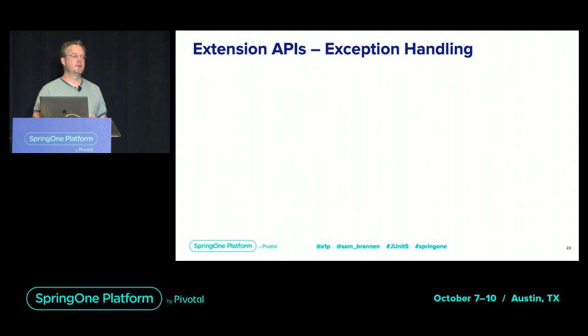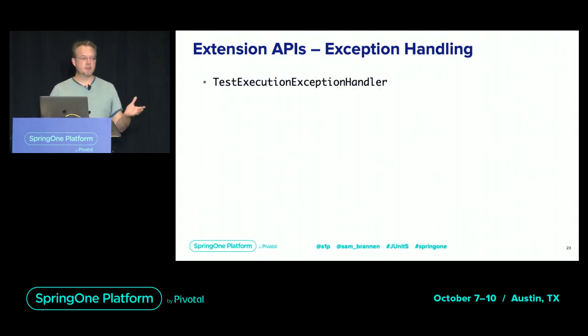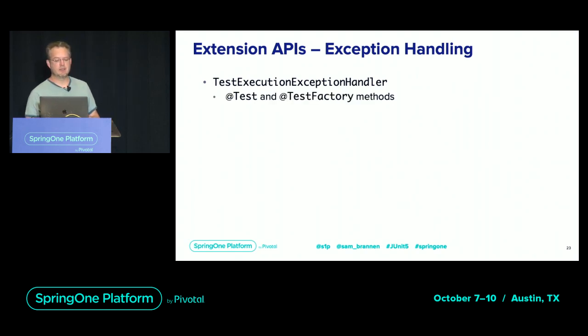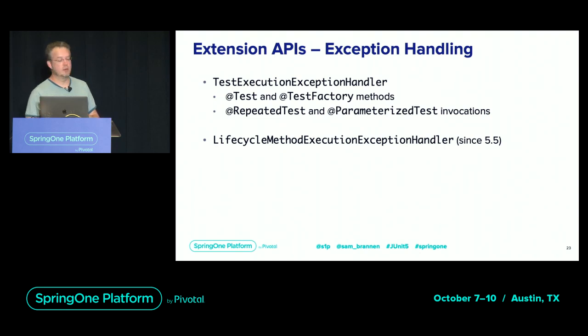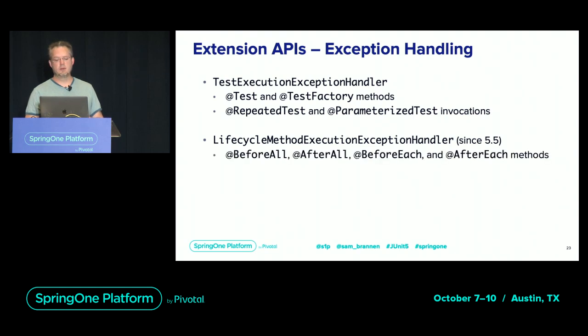Exception handling, we also have that, but it's baked in, so in JUnit 4 you had to kind of do it on your own with try-catch blocks. For the actual execution of your test, we have the TestExecutionExceptionHandler. That applies to things like your test method and test factory methods, or repeated tests and things like that. Then we also have a new one since 5.5, so since a month now. It's a long name, LifecycleMethodExecutionExceptionHandler, and this is around all of those lifecycle methods. So around all these methods I was talking about before, before all, after all, etc. And you can combine, you can implement both of those if you want to.